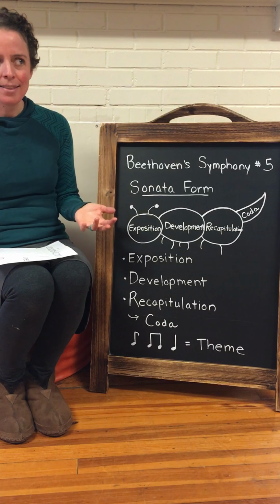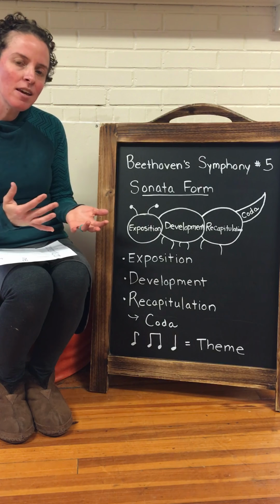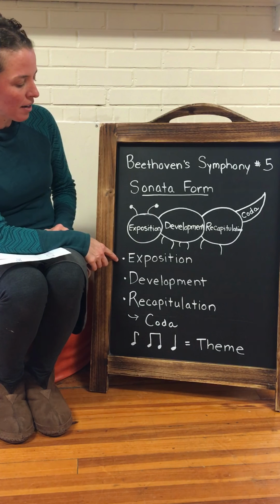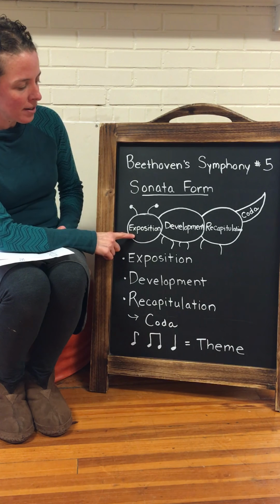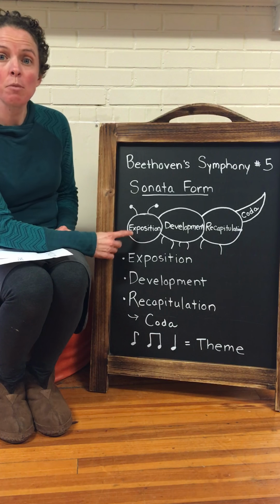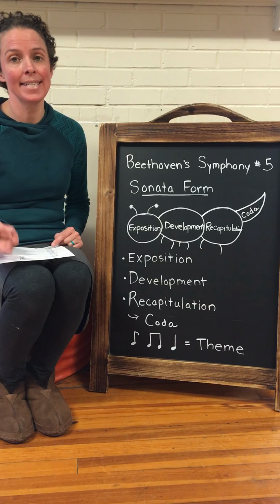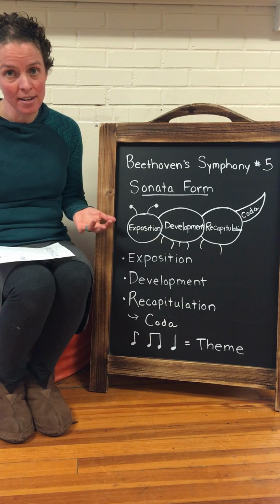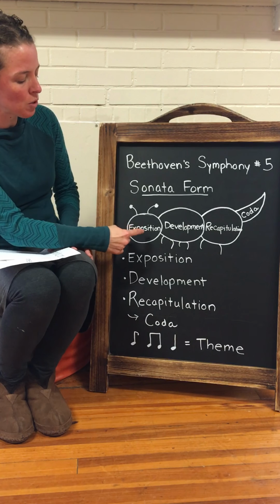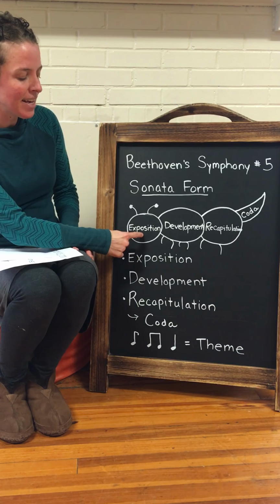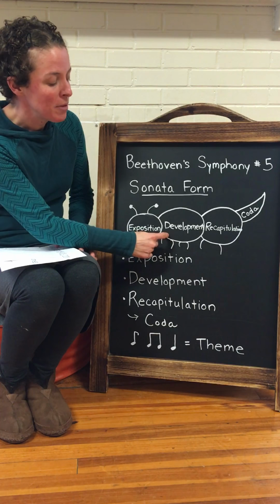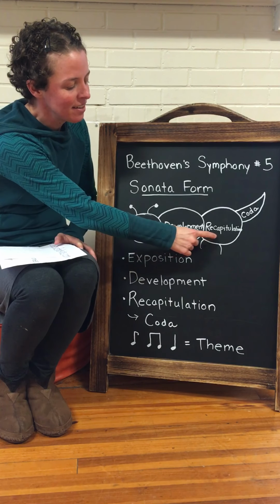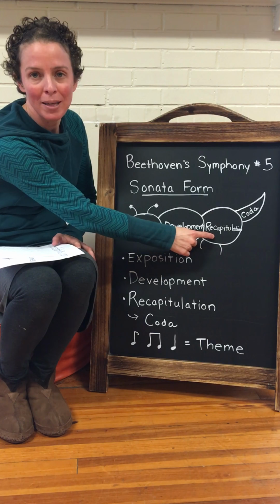Now, obviously, there aren't characters in a symphony, but comparing it to a book can help us understand these parts of sonata form. So the first part, and I drew an insect because I think most of us know that an insect has three main parts, right? The head, the thorax, and the abdomen. So I thought perhaps this would help us to remember. So our head is the exposition. Our middle is called the development, and then our end is called the recapitulation.